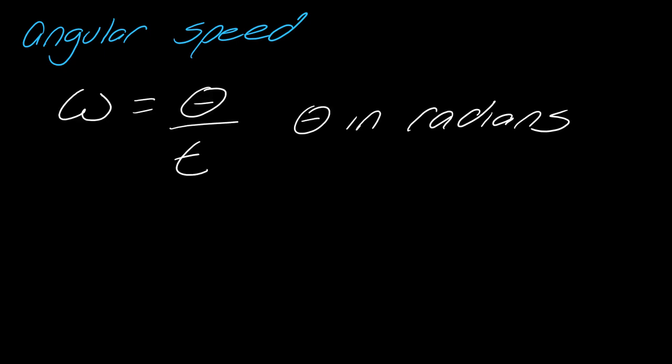Okay, so let's also talk about angular speed. This is given by the formula omega equals theta over t, where theta is, of course, in radians.